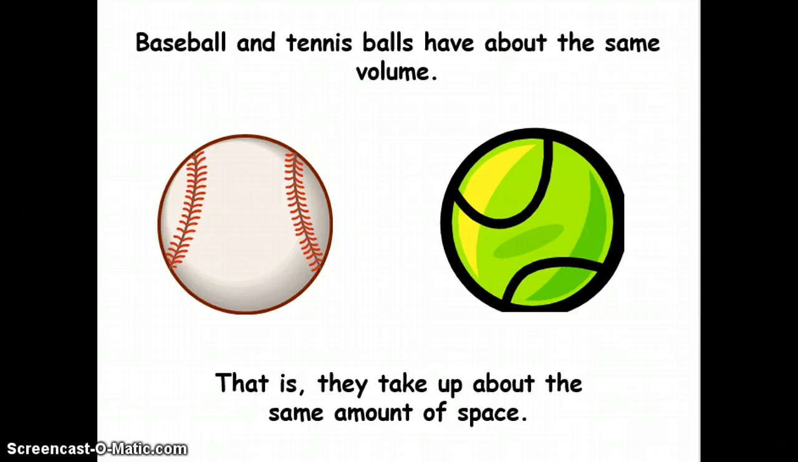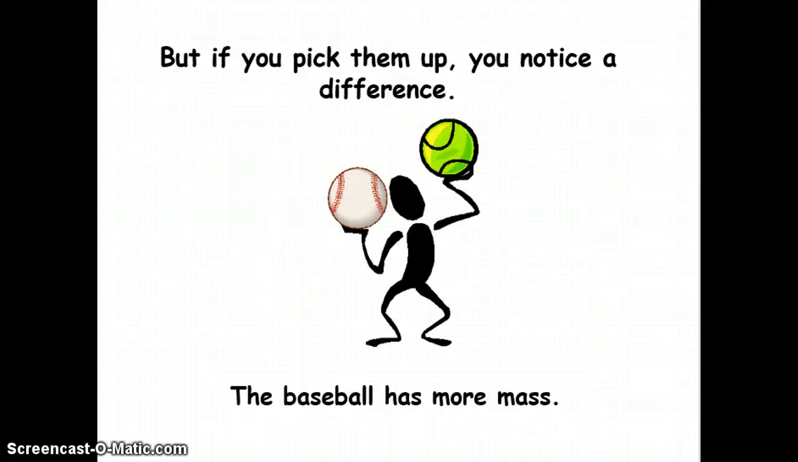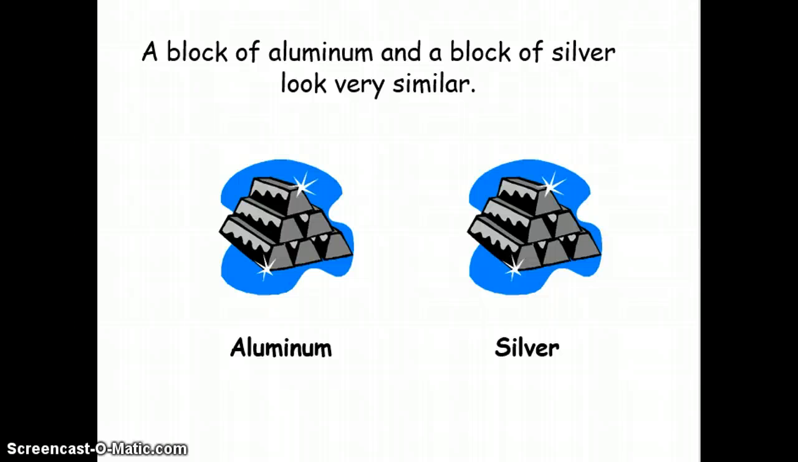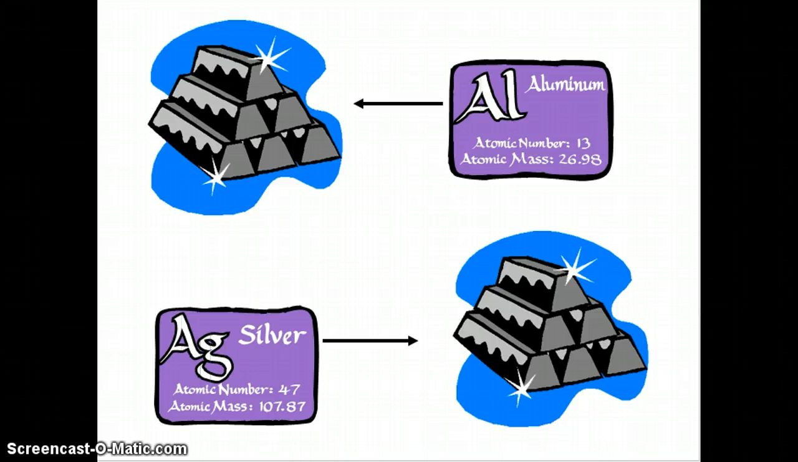Baseball and tennis balls have about the same volume. That is, they take up about the same amount of space. But if you pick them up, you notice a difference. The baseball has more mass. A block of aluminum and a block of silver look very similar. In this picture, they have the same volume. However, aluminum has an atomic mass of 26.98, while silver has an atomic mass of 107.87. Silver has a much greater mass than aluminum.